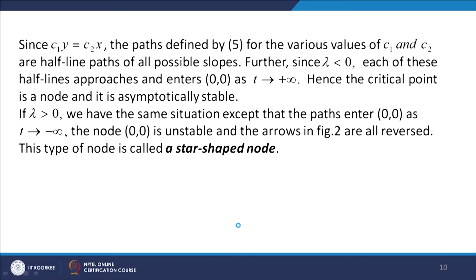If lambda is positive, we will have the same situation, the same equation c1 y equal to c2 x. So for various values of c1, c2 we will have half line paths, but because lambda is positive, these half line paths will enter 0, 0 as t goes to minus infinity, and therefore the node at 0, 0 is unstable, and the arrows will have opposite directions, all reversed. Such a type of node we will call a star shaped node.